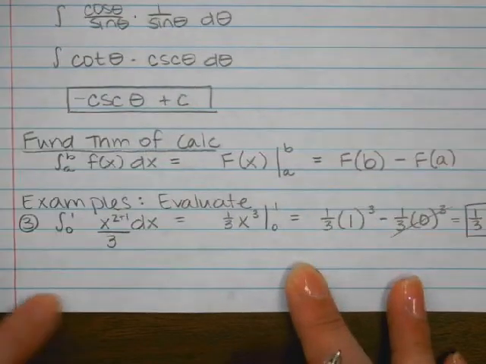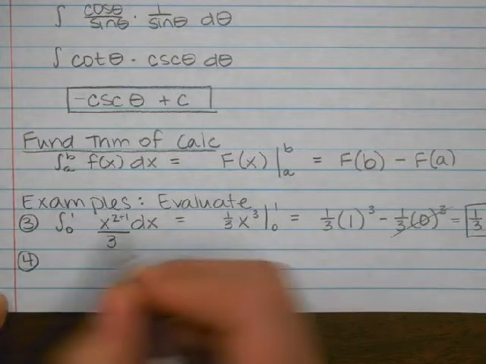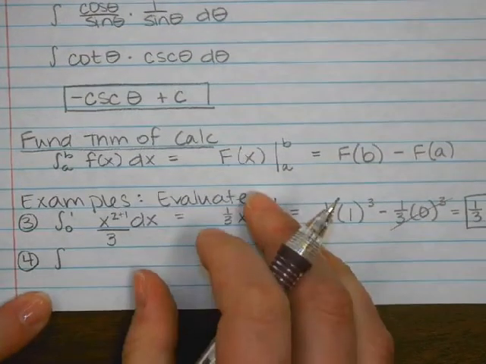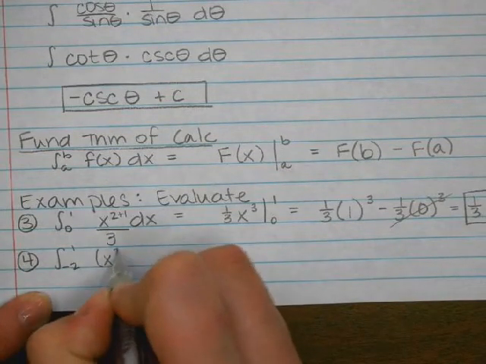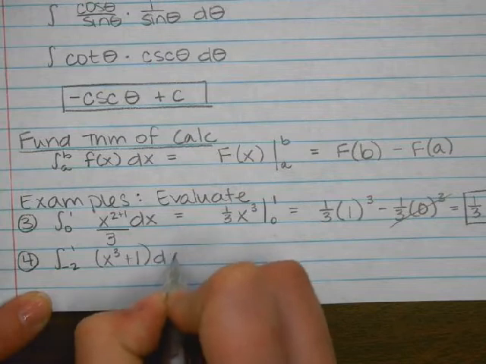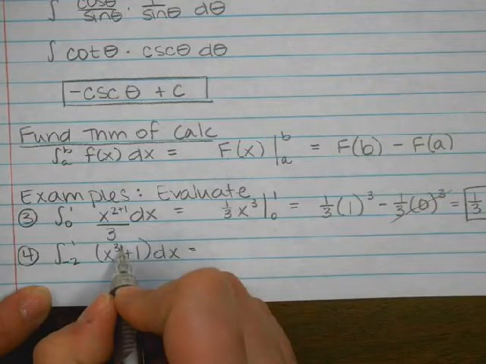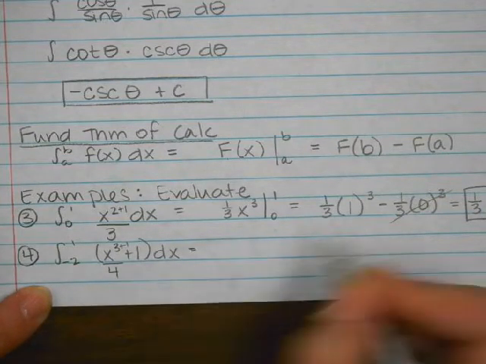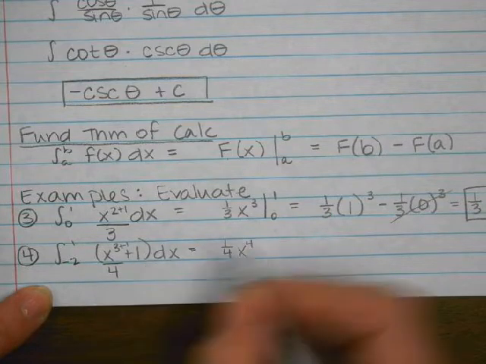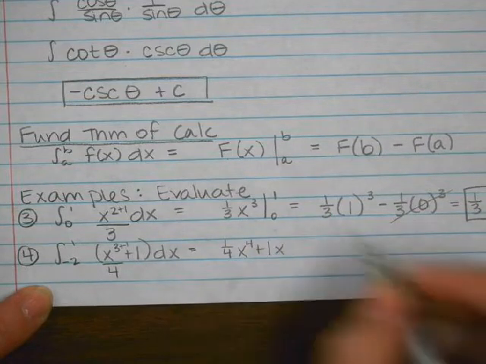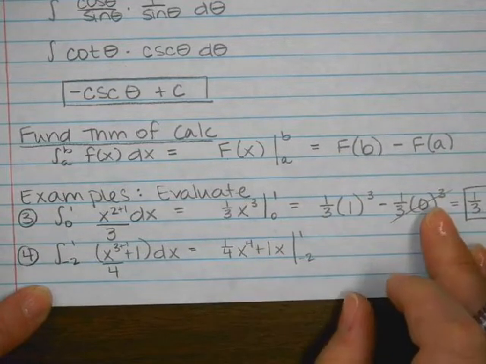Okay, let's look at another example. We're going to find the integral from -2 to 1 of x to the third plus 1 dx. So I'm going to add 1 here, that's 4, divided by 4. So we have 1/4 x to the fourth plus 1x, and that's being evaluated from -2 to 1.